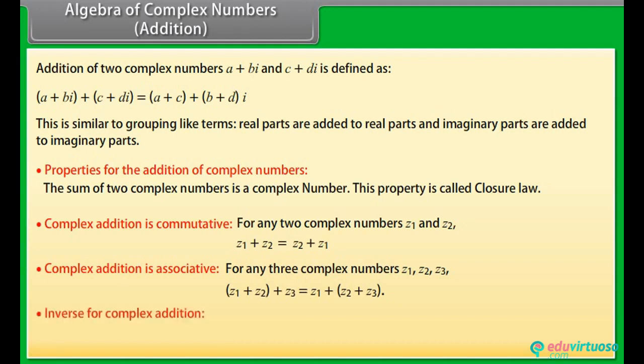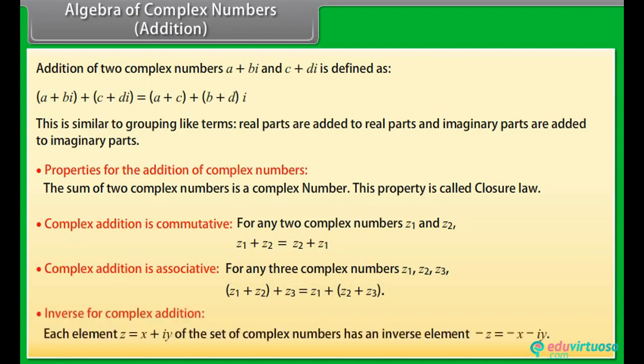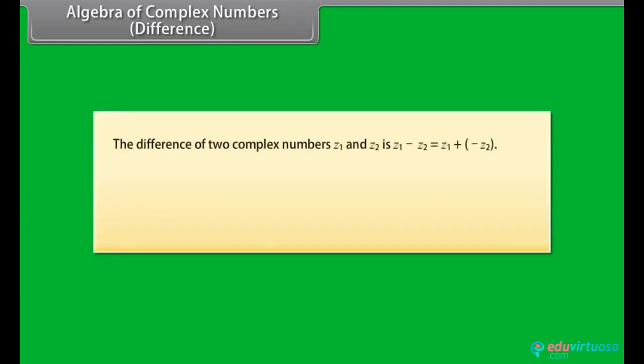Inverse for complex addition. Each element z equal to x plus iota y of the set of complex numbers has an inverse element, minus z is equal to minus x minus iota y. Algebra of complex numbers. Difference. The difference of two complex numbers z1 and z2, z1 minus z2, is equal to z1 plus (minus z2).